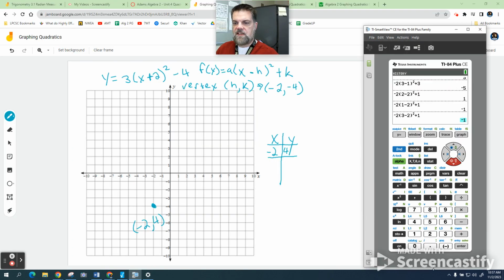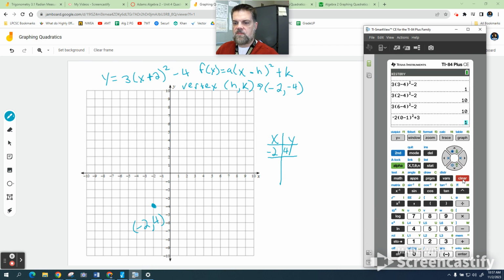So on my handy dandy calculator, I'm going to clear everything out. Just hit clear a bunch of times. I wonder if you just hit delete. Yes? Would it go up, or why is it going down? The y is positive.